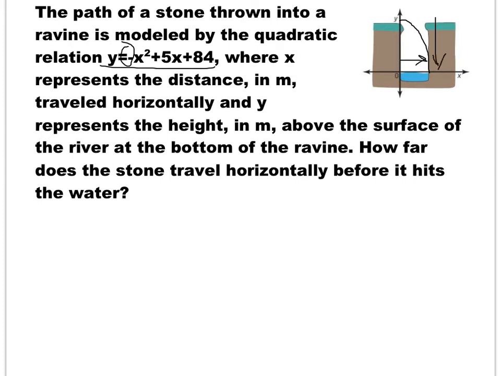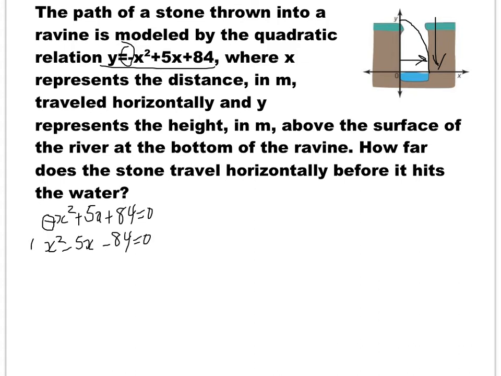How far does the stone travel horizontally before it hits the water? When it hits the water, because we have chosen the x-axis to be on the surface of the water, y is equal to 0. So I have to solve negative x squared plus 5x plus 84 is equal to 0. Since the leading coefficient is negative 1, I can multiply everything by negative 1. I get x squared minus 5x minus 84 is equal to 0.